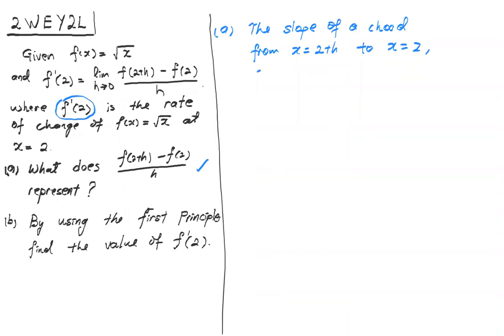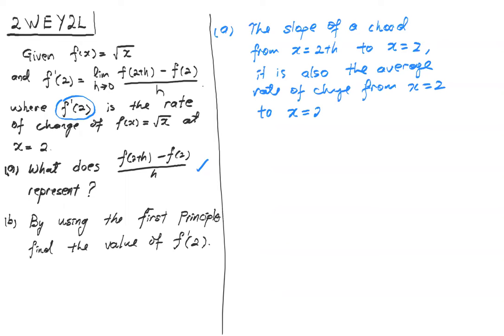It is also what? What does the slope of a chord represent? You don't have to say sorry. You say sorry to yourself. Yes, the average rate of change from x equal to 2 to x equal to 2 plus h.